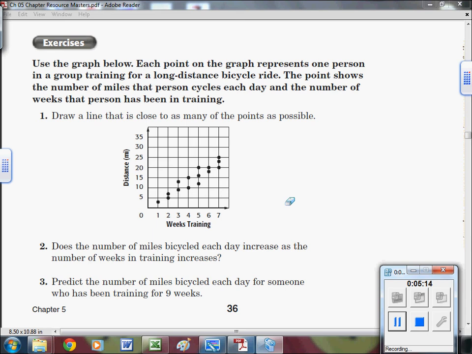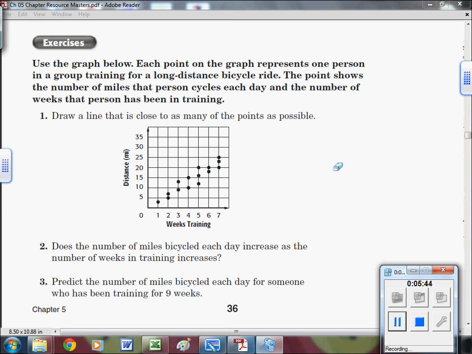So these data points fit what we know about human nature. Okay, so let's see. The point shows the number of miles that person cycles each day and the number of weeks that person has been in training. Draw a line that is close to as many of the points as possible. And if you think about this intuitively, this makes sense. The longer they spend time training, the better shape they're going to get in, the more condition they'll be in, which means they're going to be able to ride further and further every day because, one, they're probably able to ride faster, but they're also able to pedal and ride longer.